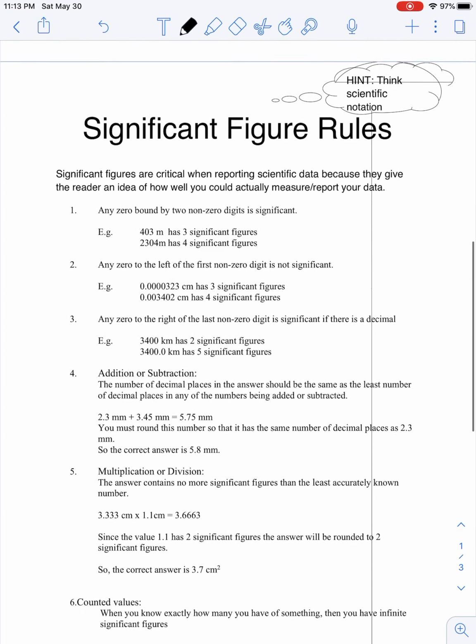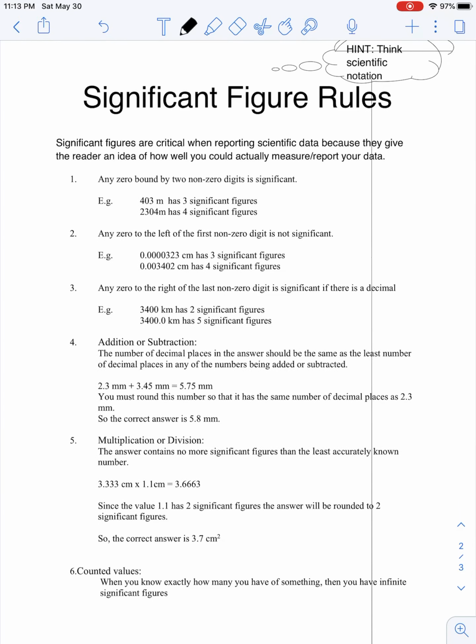So some rules for significant figures, and really in physics, if you don't do it for a while, you have to look these over every time you start physics over again, because you're always going to be dealing with these when you are doing physics. So here are some rules for significant figures that are critical in reporting scientific data, because they give the reader an idea of how well you could actually measure or report your data.